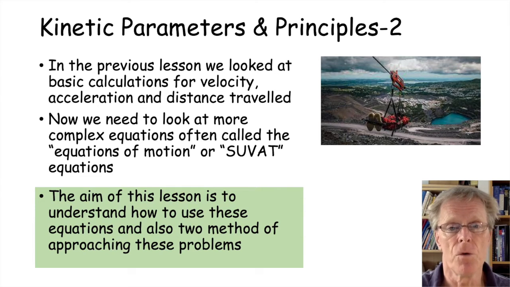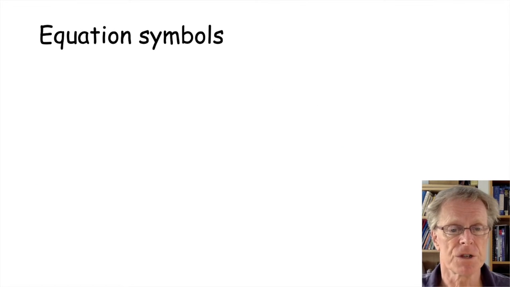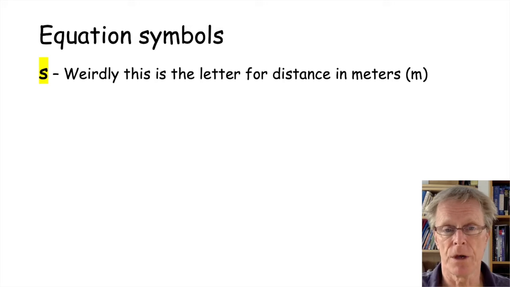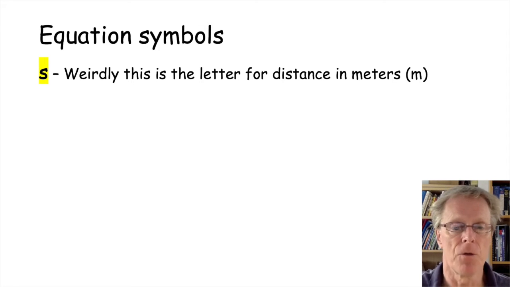So first of all, the equation symbols. The first one is S, and this is where you get the word Suvat from, and rather strangely, this is the letter that we use for distance. It's not D, as you might expect, it's S. You just have to remember that, and obviously we measure it in meters normally for these types of problem.